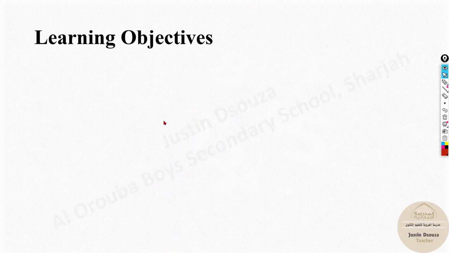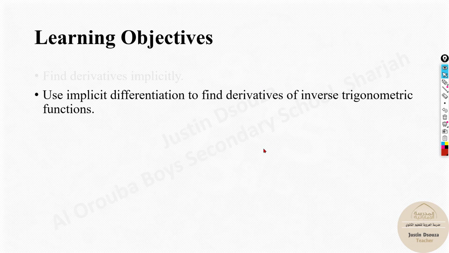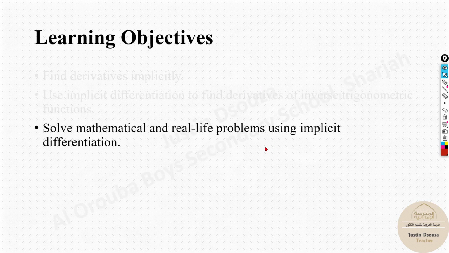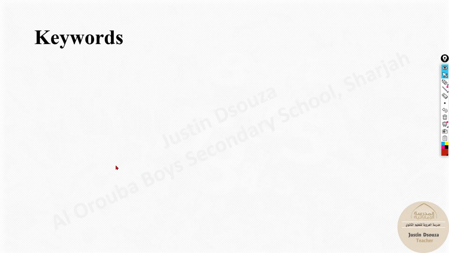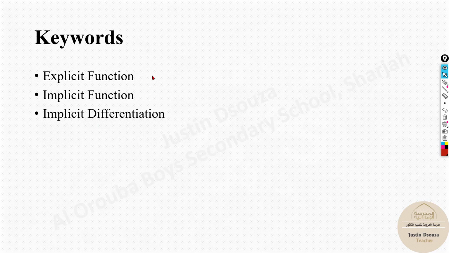We will look into this, but before that, the learning objectives of this lesson are to find derivatives implicitly, to use implicit differentiation to find derivatives of inverse trigonometric functions, and then to solve mathematical and real world problems using implicit differentiation. Now the keywords are explicit function and implicit differentiation.